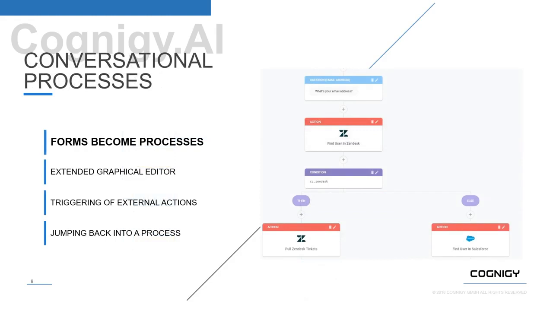The first new feature we have is what we call Conversational Processes. With Cognigy 3.1, we introduced the concept of conversational forms, which we're now taking up a step and calling Conversational Processes. We've extended the graphical editor and are now allowing the triggering of external actions directly from within the processes. You can trigger any actions because these actions are in fact Cognigy flows, giving you the full power of the Cognigy Flow Editor, our powerful workflow engine that allows you to build any kind of logic directly into your processes.